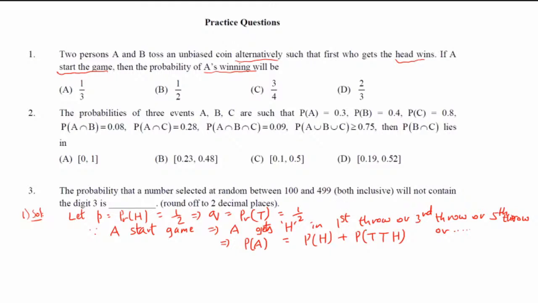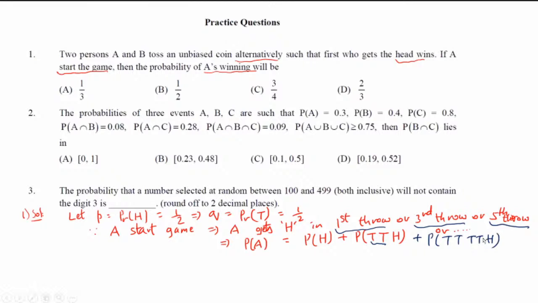So what does first throw mean? Coin tossed one time, getting the event head. If the coin is tossed 3 times, that is the third throw, the first 2 throws automatically get tails. What is TTH? First throw gives tail, second throw gives tail, third throw gives head, because our favorable outcome relates to head. Or adding, what is getting head in the fifth throw? Getting head for the first time in the fifth throw means all the first 4 throws are tails. So that means P of T, T, T, T, H.